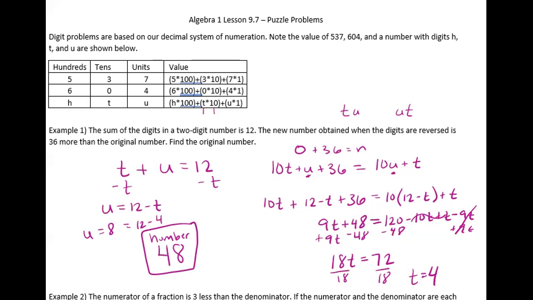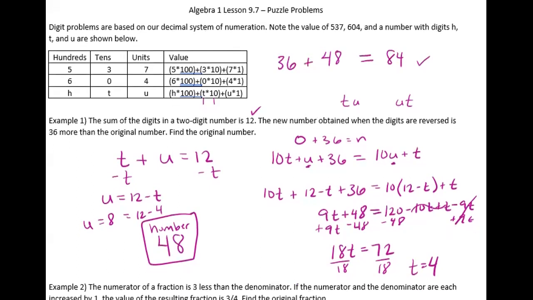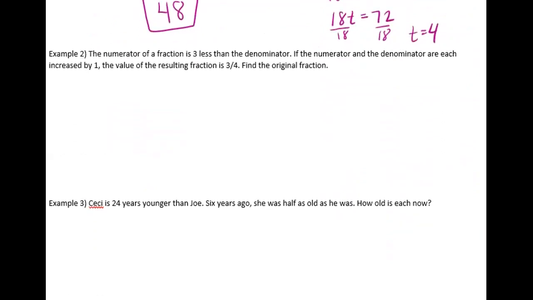So let's see if that works out. The new number obtained when the digits are reversed. So my old number was 48. The new number obtained is 84, is 36 more than the original. So is 36 plus 48 equal to 84? It is. And then the sum of the digits, 4 plus 8, does equal 12. So we are correct. Remember, with all these problems, we can check our answers, make sure that we did it correctly.